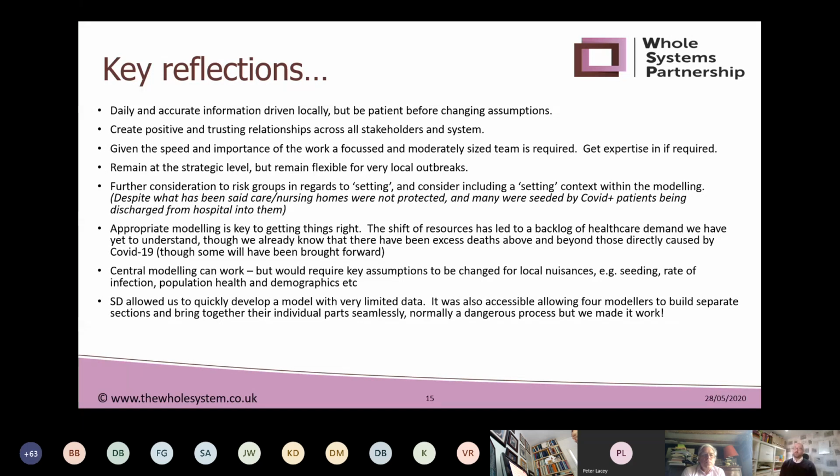We were having to work at speed, and we wouldn't have been able to do it if we didn't have a moderately sized team, both internally with WSP and with the local team as well. We were internally all working on this as best we could. We've all had childcare issues at this time, but we were working flat out on this. It was important to remain at a strategic level. There would always be very, very local outbreaks happening in care homes. One happened within a hospital. And actually, we needed to decide whether we were going to model that or not.